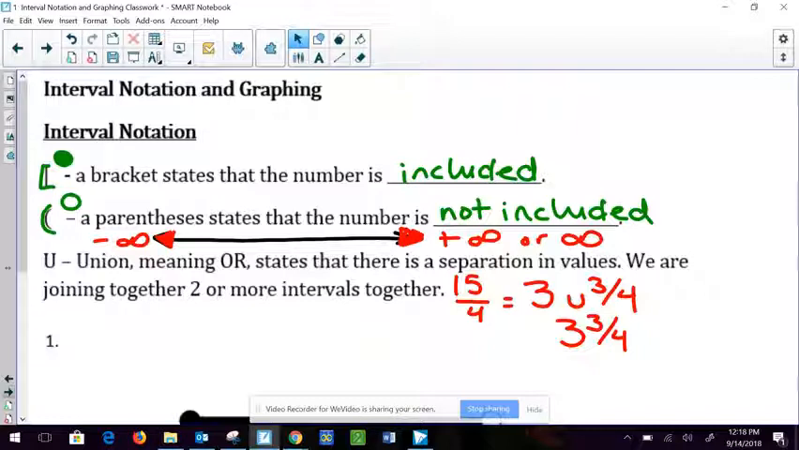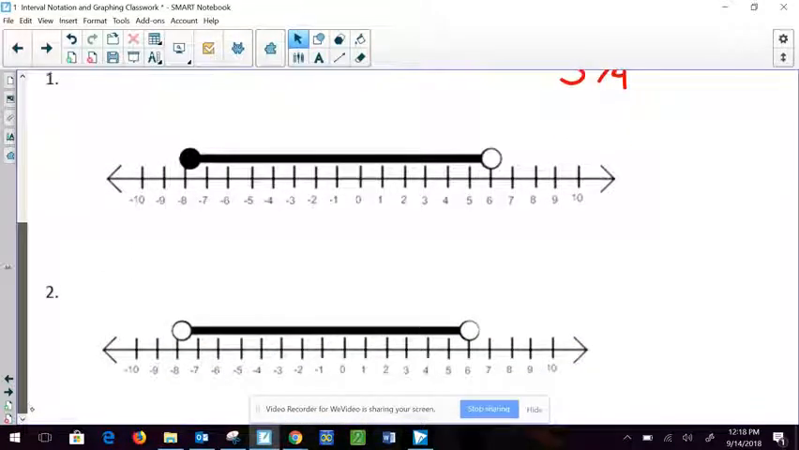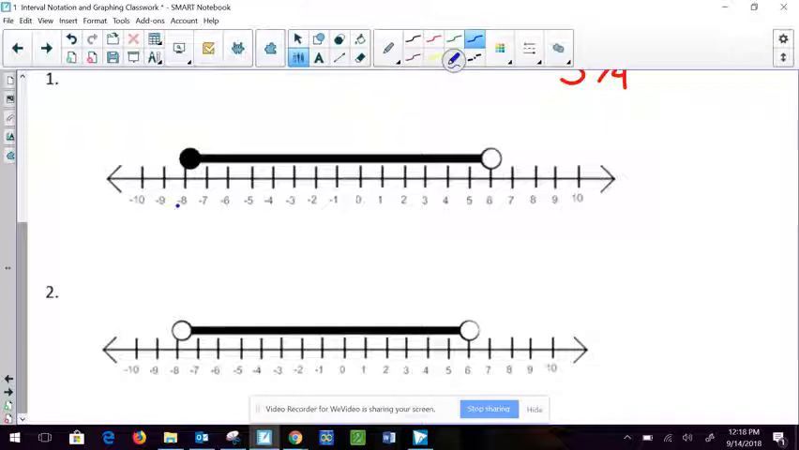Okay, so let's take all these different details and put them into play. If we look at our two examples, what it's asking us to do is write the interval notation for these two graphs. If we look at our top graph, number 1, we first read it like we read a book, left to right. Our first dot is at -8. So I'm going to put a -8.